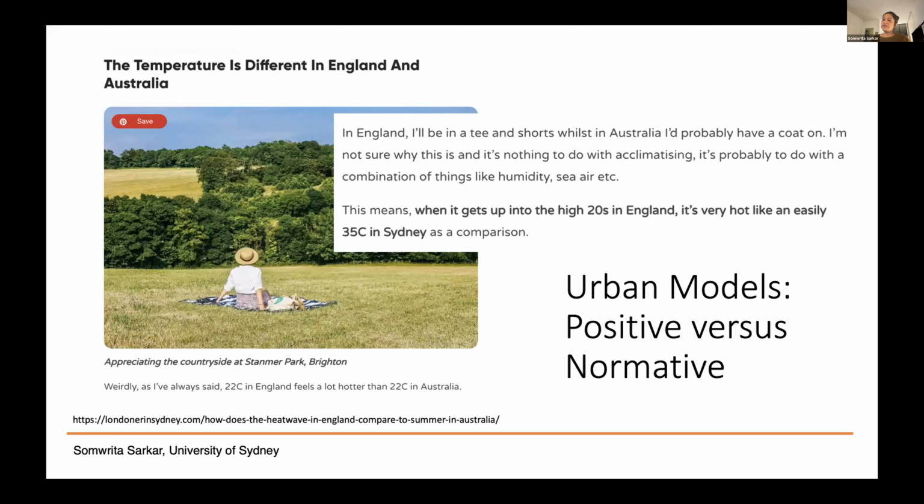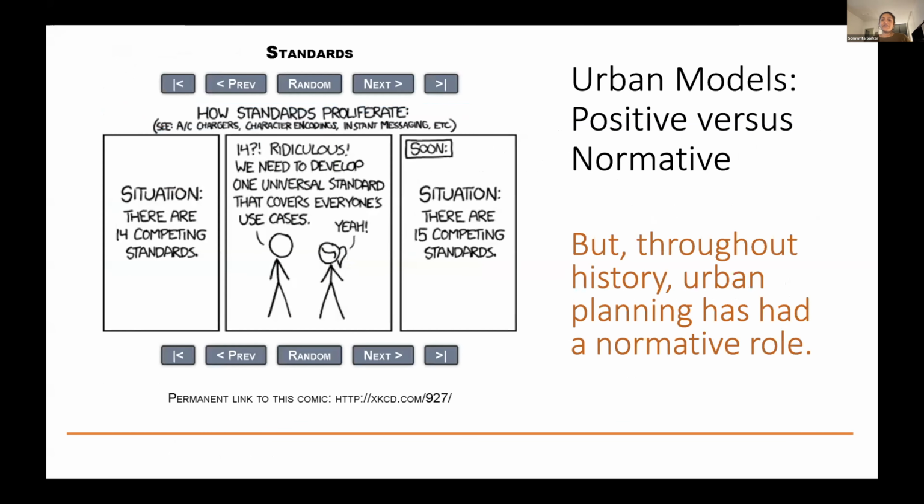But when we think of it normatively, we are actually attaching a value judgment to it, right? So this guy is saying that when it is high 20s in England, it's really hot, but that compares to 35 degrees Celsius in Sydney. And what that says is that the same 25 degrees normatively could be very hot somewhere, but it could be relatively mild or pleasant somewhere else, because we are actually attaching some kind of experiential, subjective value judgment to it. And why this is important is because when we come to policy formation, while urban modeling has a scientific focus, urban policy and urban planning have a normative focus, because we are planning for people, and the policy that we have would actually go and affect different people in different ways, right?